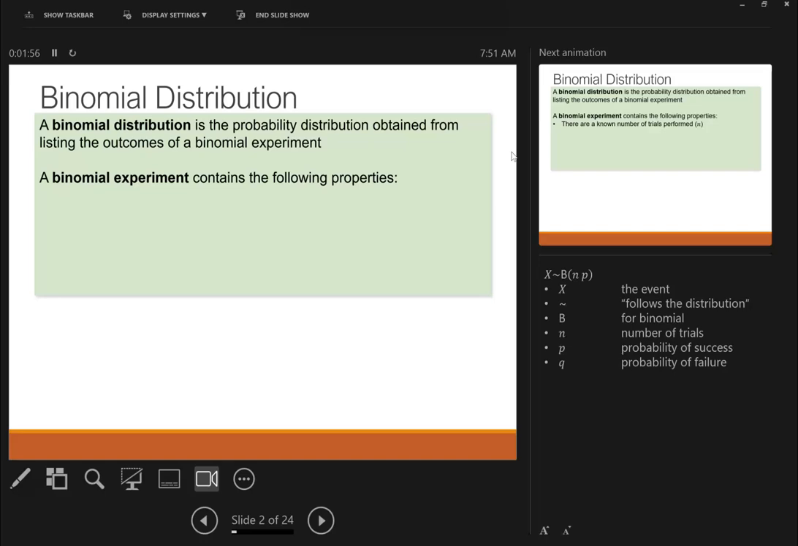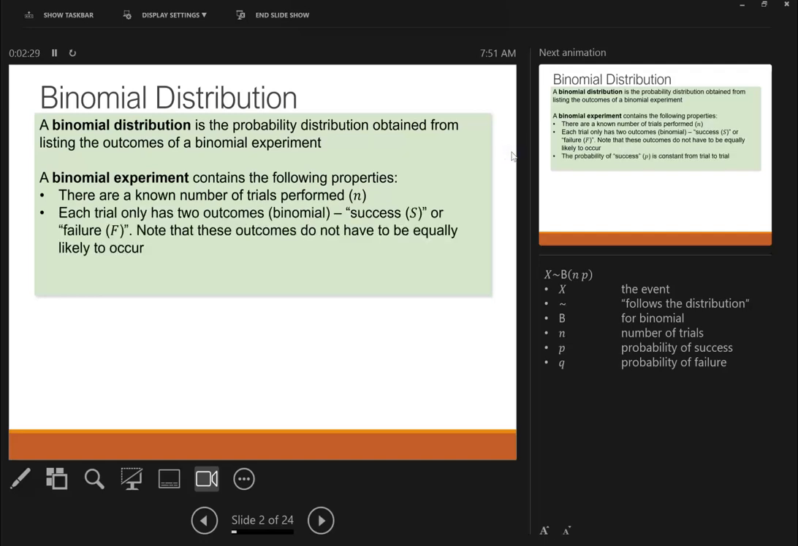So I use this word binomial experiment, and you're probably like, well, gee whiz, Mr. Kulek, a binomial distribution as a result of a binomial experiment, that didn't really tell me much of anything. What the heck's a binomial experiment mean? Well, a binomial experiment is a situation that contains the following four properties. So there's a known number of trials performed. We abbreviate that number of trials with the lowercase letter n. Each trial has only two true outcomes, success or failure.